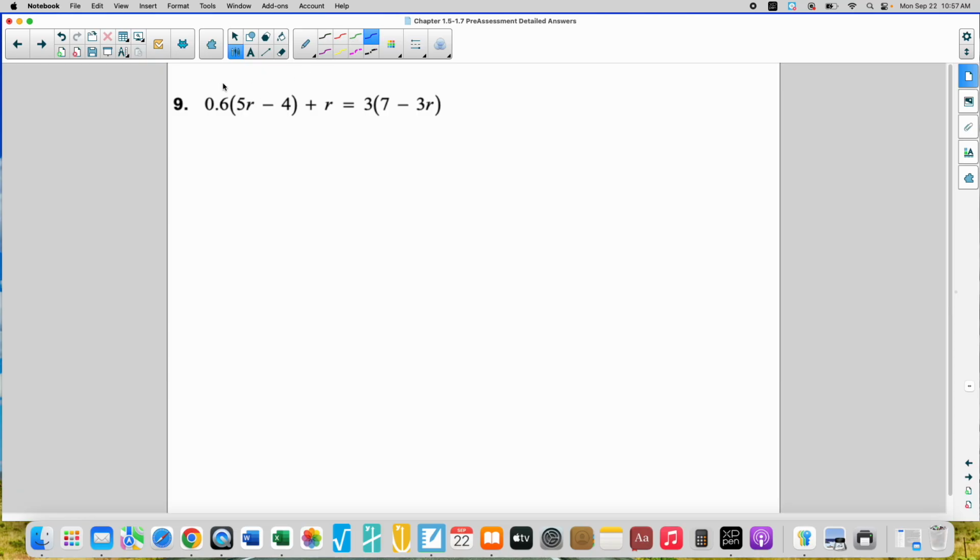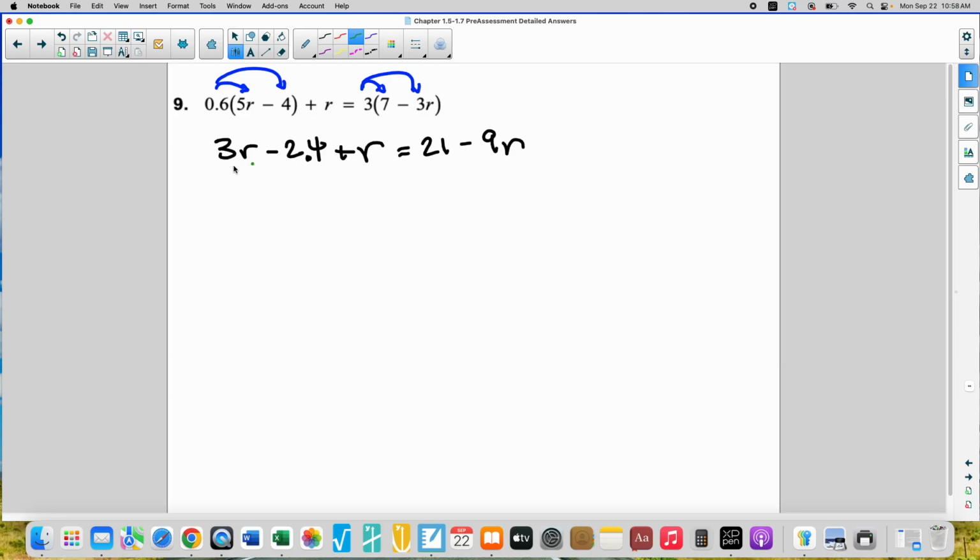We distribute again. Decimals are just as easy as fractions. Decimals don't scare me. 6 times 5 is 30, plus the 1 decimal place is 3r. 6 times negative 4 is negative 24, but I have the 1 decimal place, so it's negative 2.4. Plus r equals 21 minus 9r.